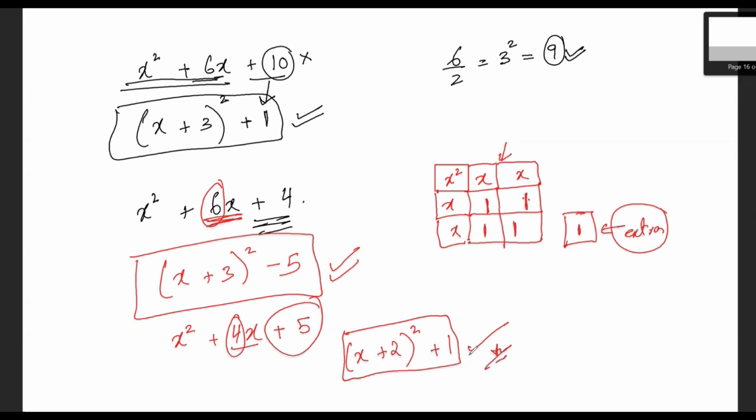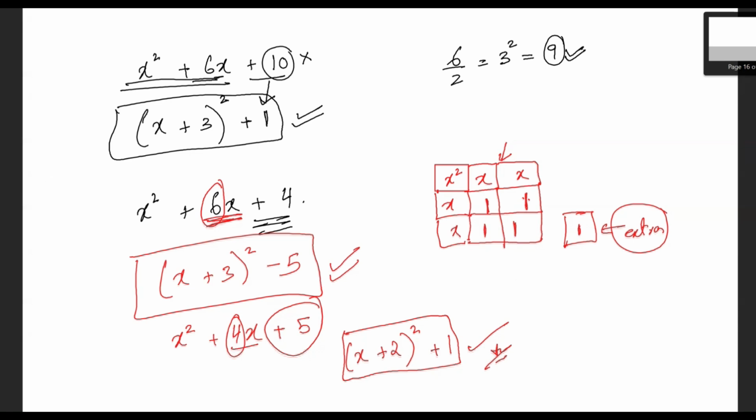Minus 1 for extra. No, because if it's extra, then you don't need it. No, it's showing. See, yes, I understand what you said. See, when this is extra, let me do it with the formula to show you.